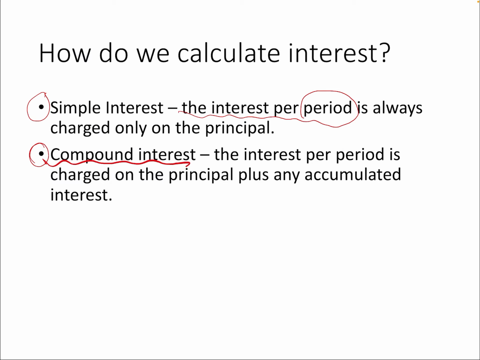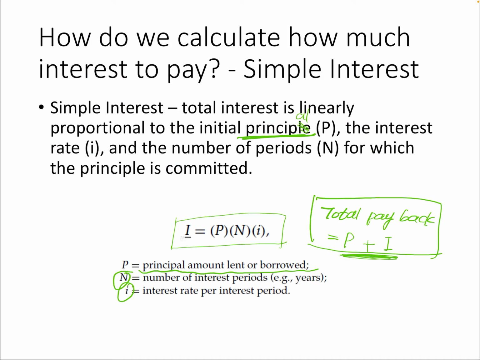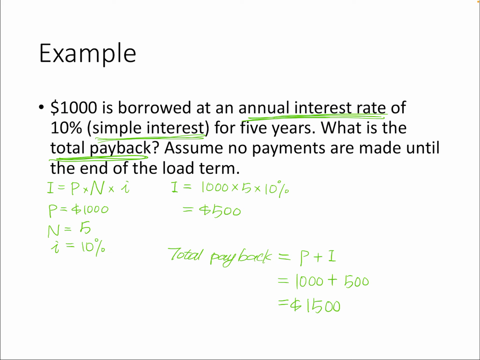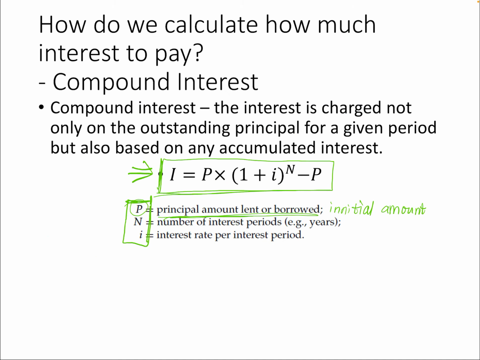There are 2 types of interest. One is called simple interest and the other is called compound interest. You need to understand the difference between them, and what formula to use for each of them. For simple interest, we have this formula. Pay attention to this: I is just the interest. If you want to know the total payback, you need to add the interest to the principal. This is an example; I think you want to practice on this. Try to use the formula, and try to understand the difference between interest earned and total payback.